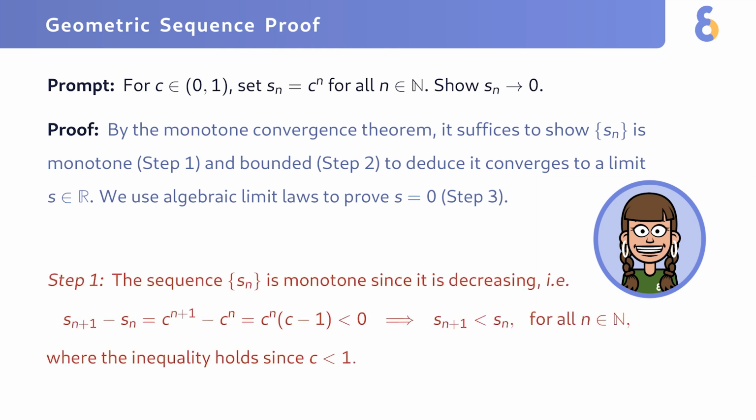In step 1, we see the sequence s sub n is strictly decreasing, because if I subtract s sub n from s sub n plus 1, I see that this is equal to c to the nth power times (c minus 1), which is less than 0. Rearranging each side of an inequality gives us the inequality we want, which is that s sub n plus 1 is no more than s sub n.